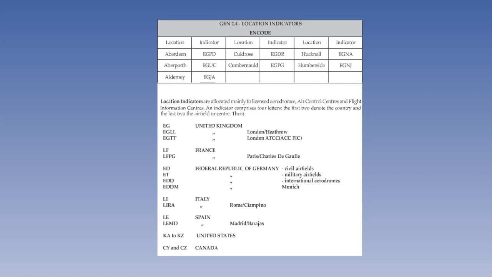Each country has its own unique identifier. For example, France uses Lima Foxtrot, so the indicator for Paris Charles de Gaulle is Lima Foxtrot Papa Golf. Similarly, Rome Ciampino is Lima India Romeo Alpha, because Lima India is the identifier for Italy.